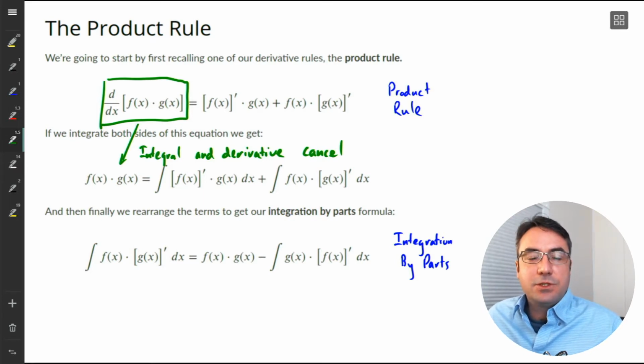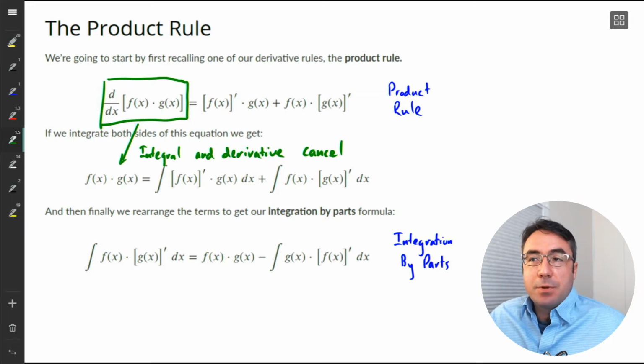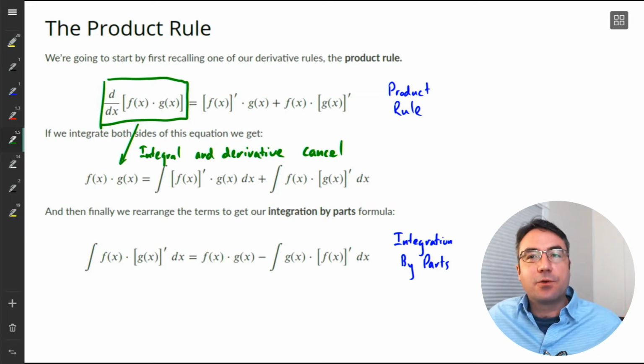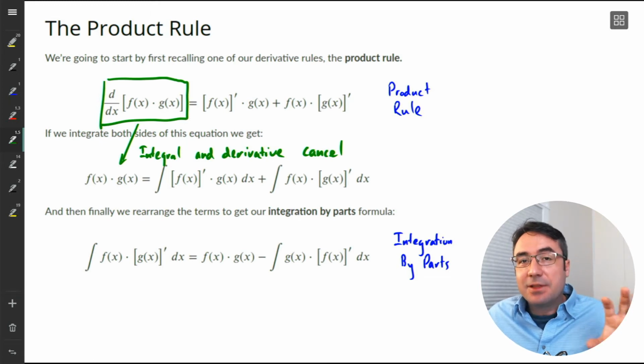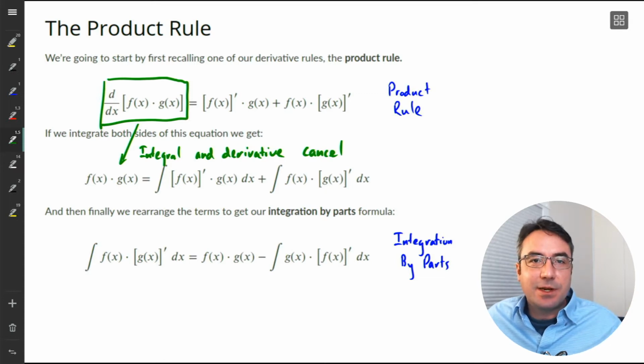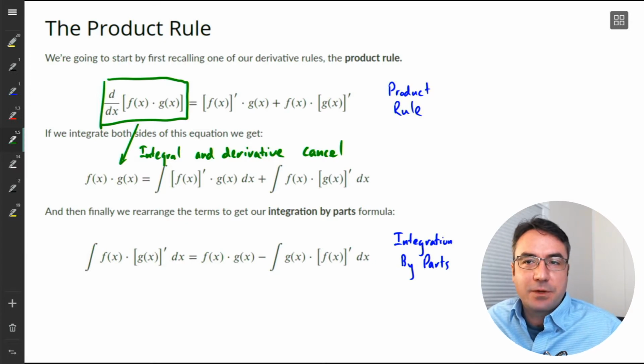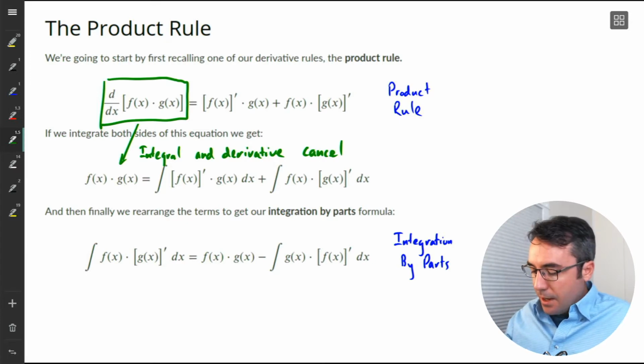So we have that equation, and then we move things around as needed. We won't go too far into how to move the terms around. But the main gist of it is we start with our product rule for derivatives, integrate both sides, and on the left there, the integral and the derivative cancel out because they're reverse processes. And then we move terms around as needed until we get our integration by parts formula.